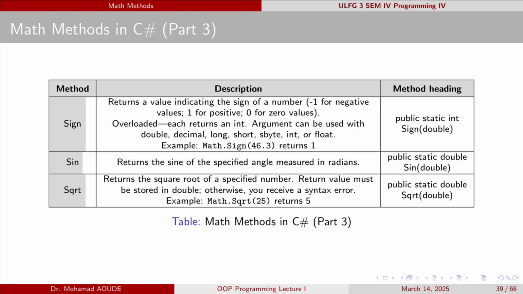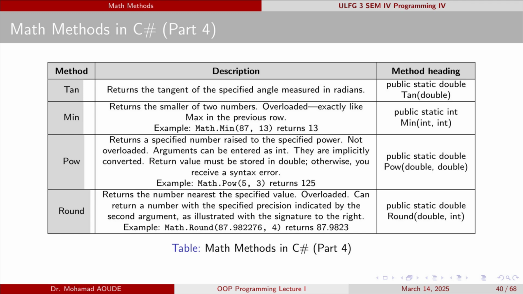Even more math operations. Math.Sign(46.3) returns 1 because the number is positive. Math.Sin calculates the sine of an angle in radians. Math.Sqrt(25) returns the square root, in this case 5. Notice how C# covers basic math but also important scientific functions.